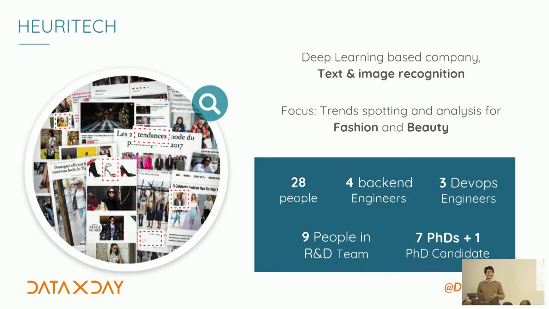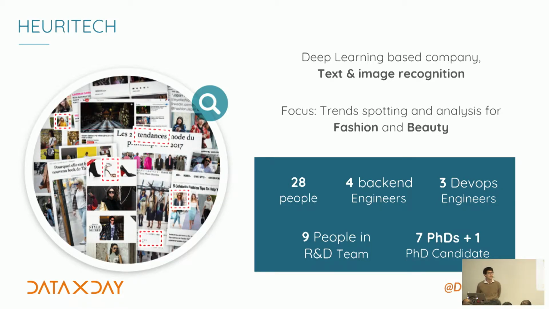So we gather every day millions of videos, millions of images, and we detect the different aspects of fashion, the colors, the patterns, the different products, etc. Today we are 28 people. This gives you a bit of an idea of how to build such a quite big machine learning system in production. What kind of team do you actually need?